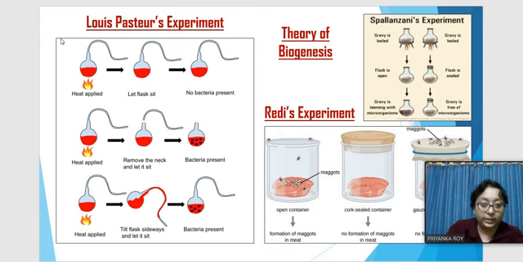cannot appear spontaneously. So this is a bacteria growth media, and he applied heat over it so that if anything is present inside, it will be killed. Then he let the flask rest for some time, so it was seen that no bacteria is present. And since the neck of the flask is like this, it is very difficult for anything to come inside easily. Again, in another experiment, he heated the flask and then removed the neck, and he saw bacteria was present. So the spores in the air entered the flask and they started growing.